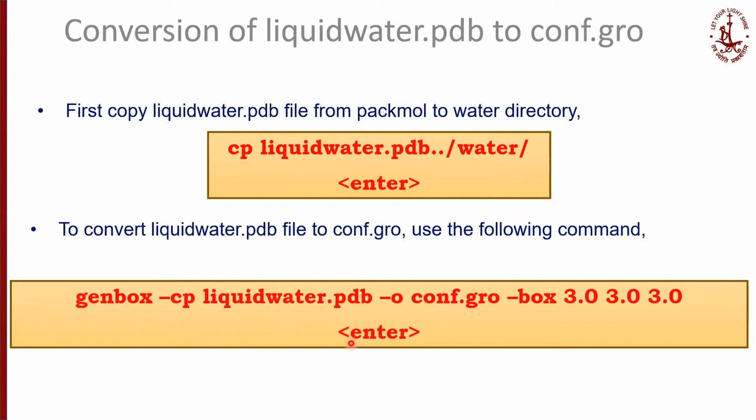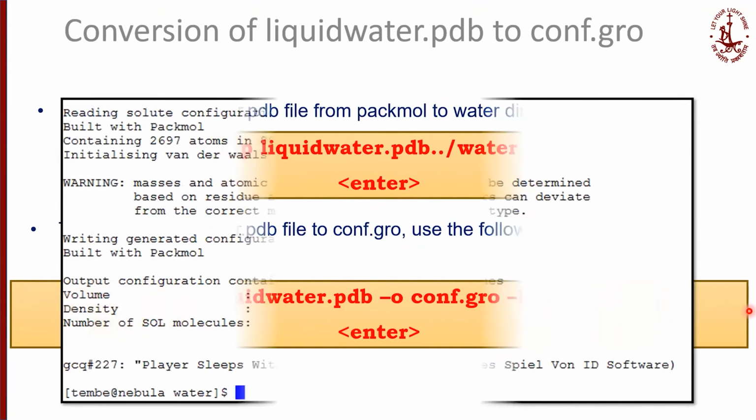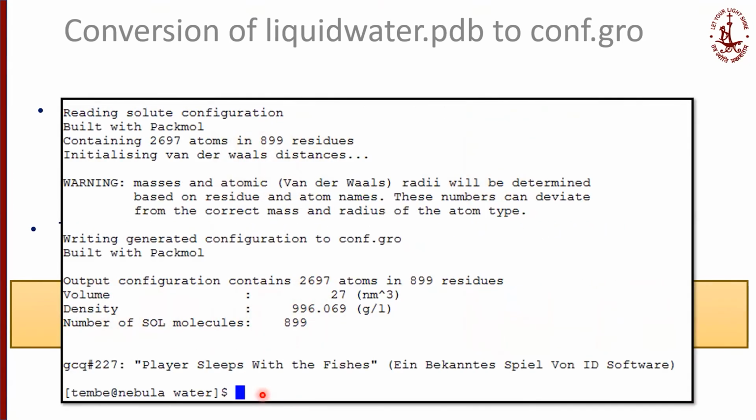Again, genbox is the command you will use. It will box using your PDB file. Output will be in GRO format. This is -box, a cubical box of box length 3 nanometer. Once you do this, this is something you will get.